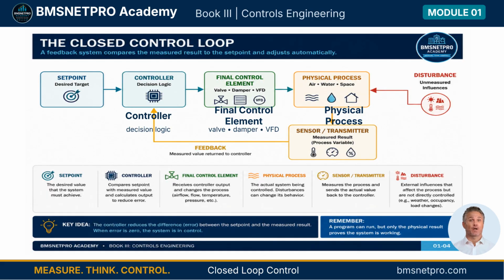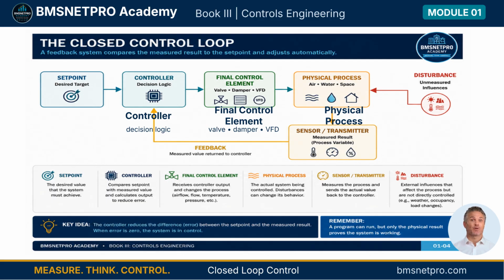This is the basic closed-loop control structure. The set point is the desired target. The process variable is the measured condition. The controller compares them and produces an output. That output acts through a final control element, such as a valve, damper, relay, or variable frequency drive. The physical process changes, the sensor measures the result, and the loop repeats.